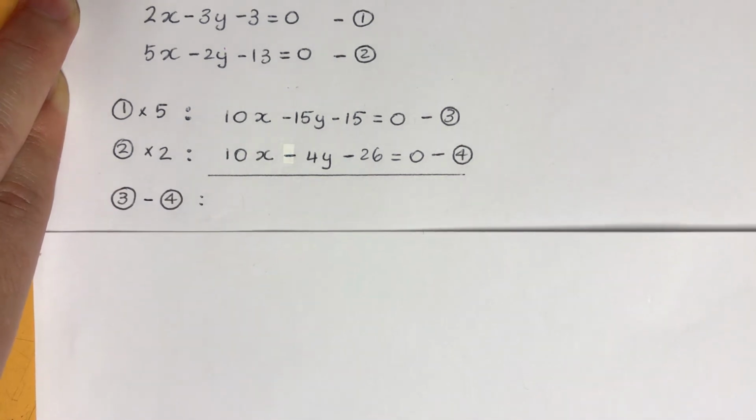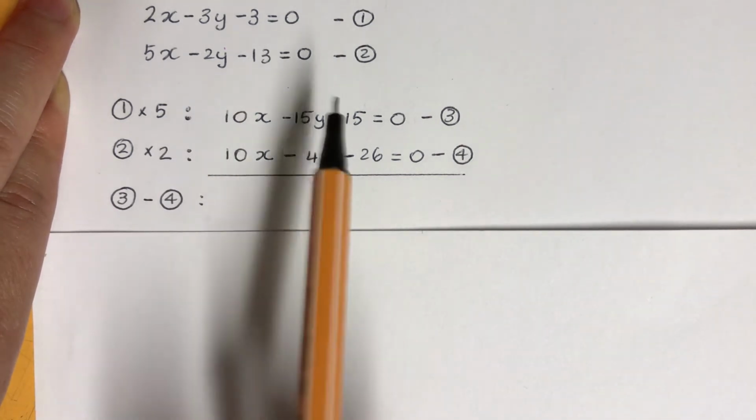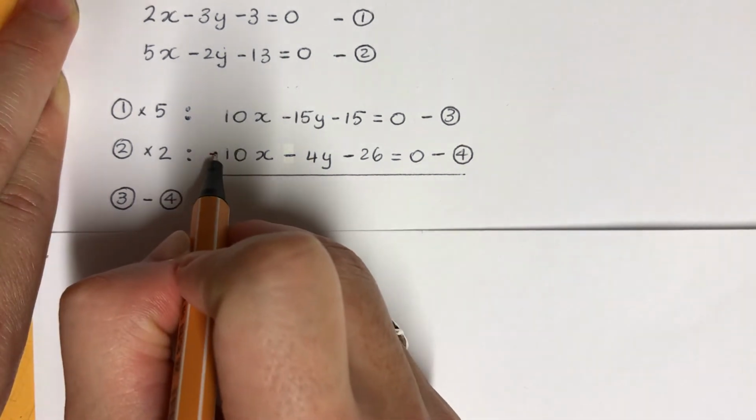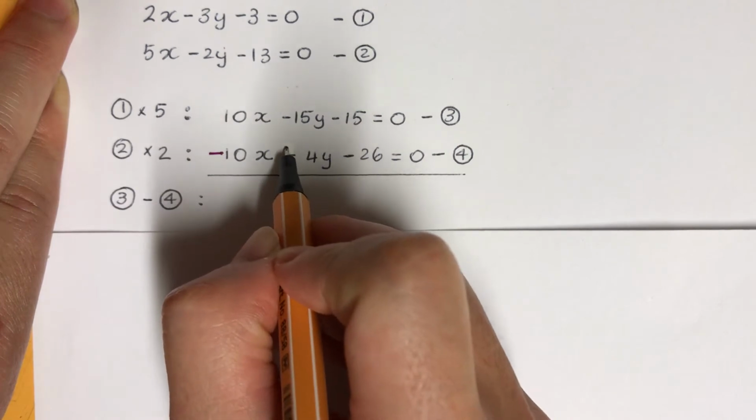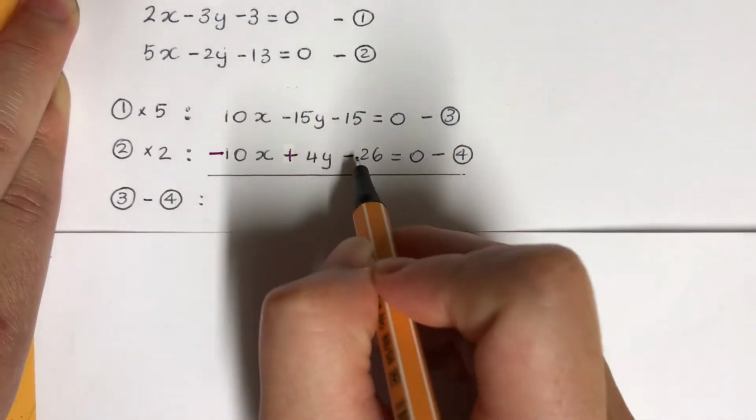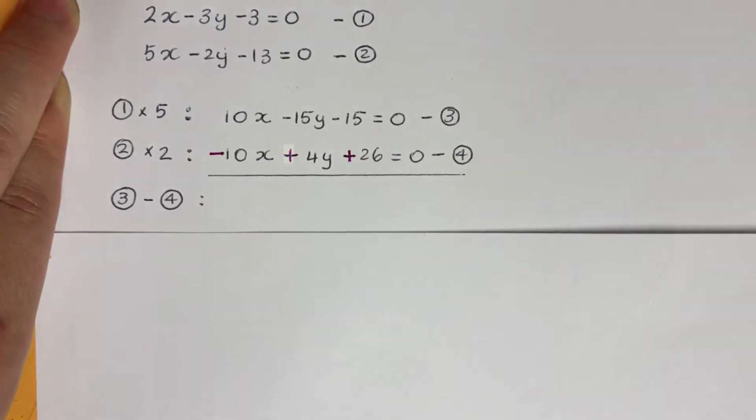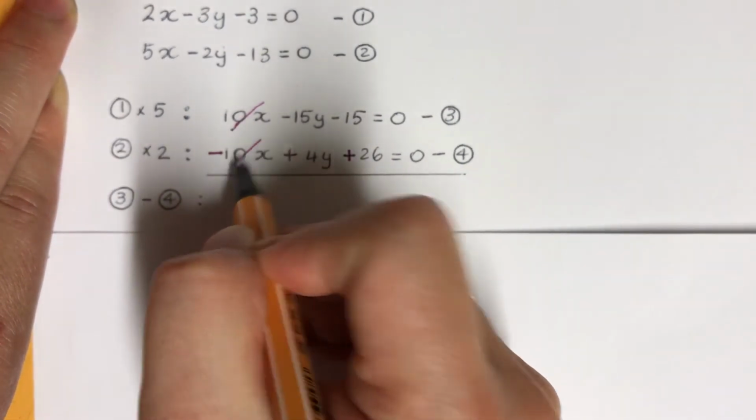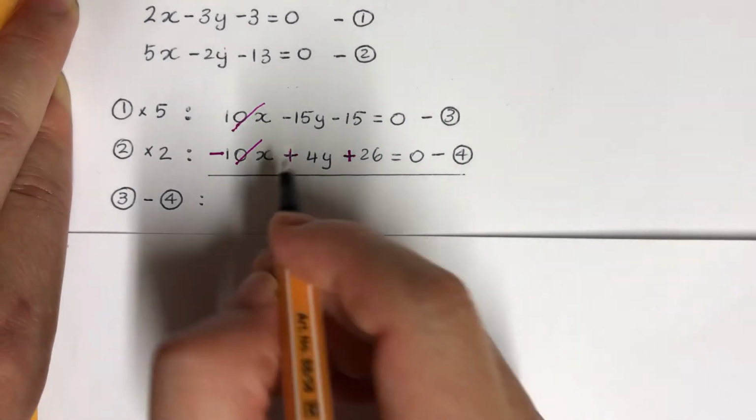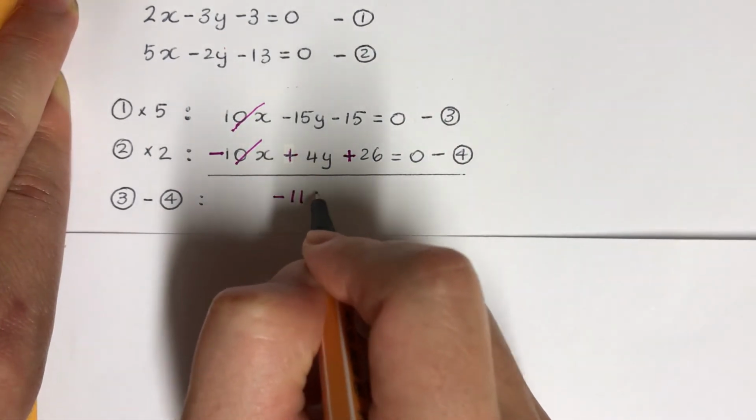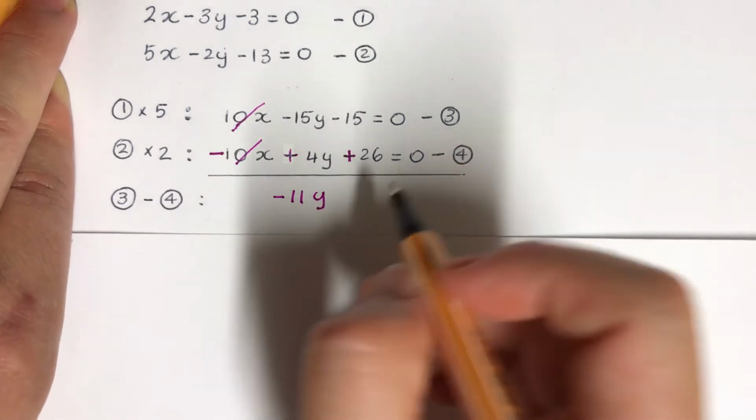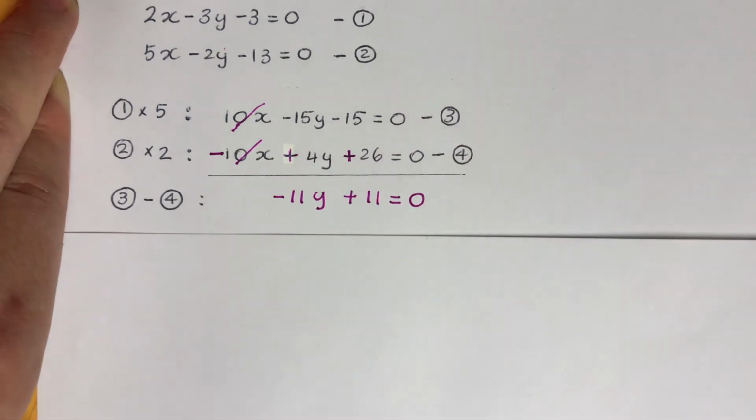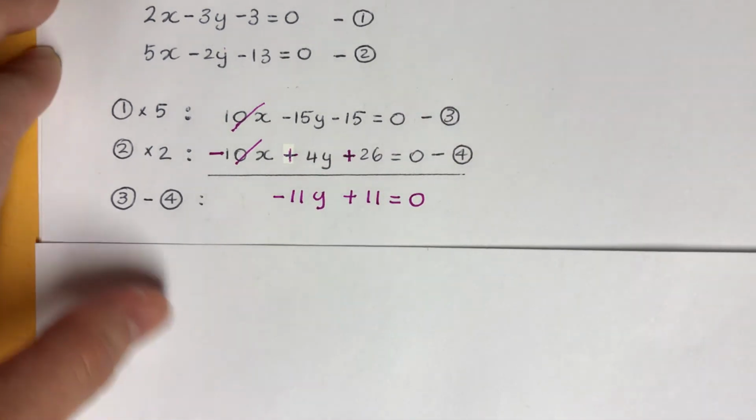And what I'm going to do now to eliminate, to get rid of the x, I'm going to take away. When I take away, the sign will change. So I'm going to do that right now. Okay, so when I do that, I can cancel this. And what I've got here is minus 11y, and then I have a plus 11 equals 0, because minus 15 plus 26 is 11.